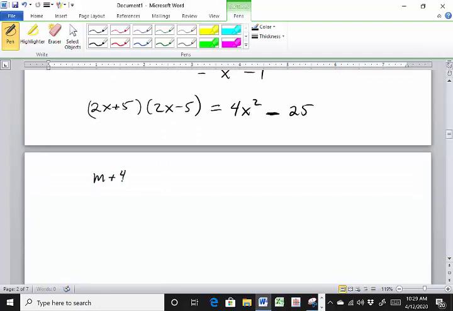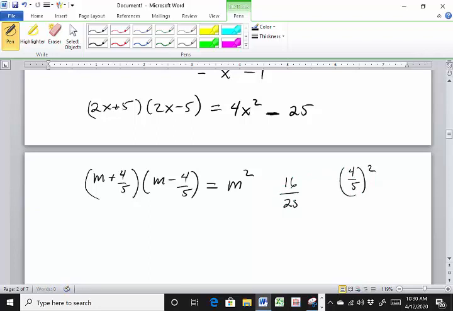Let's do one with a fraction. m plus 4/5 times m minus 4/5. So let's square the m, giving m squared. Square the 4/5. We can do this to the side here. So 4/5 squared is going to be 16 over 25, right? You square the 4, you square the 5. And then you put your subtraction symbol there. And that's it. Okay? All right.